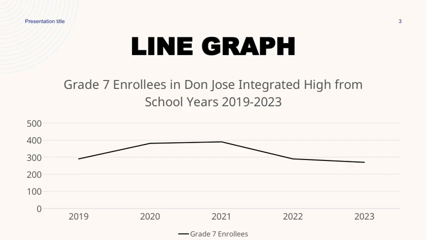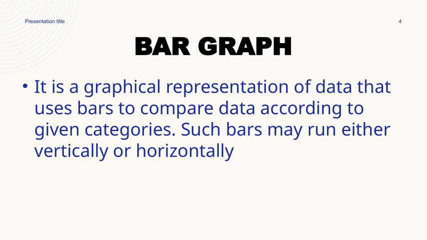overall success. So on this slide, we have a bar graph, which is a really useful way to visualize data. It uses bars to compare different categories, making it easy to see differences at a glance. These bars can run either vertically or horizontally, depending on what best suits the data or the space available. The key point here is that bar graphs help us understand relationships and differences between categories quickly and clearly. This is especially important when we're trying to communicate complex data in a simple, engaging way.